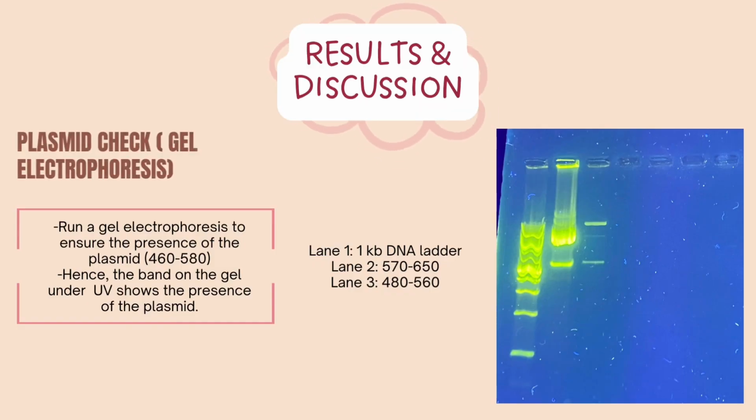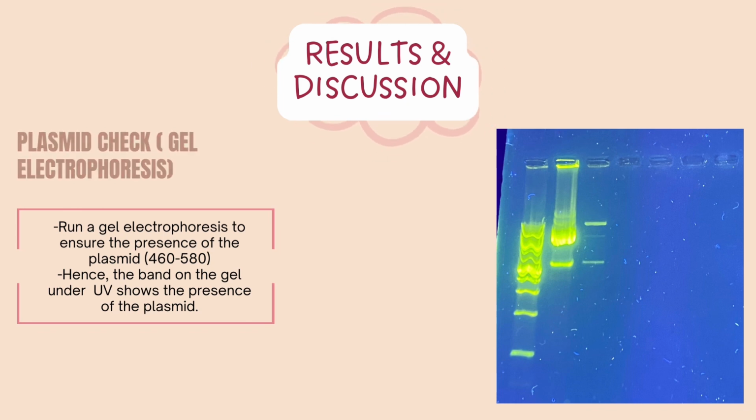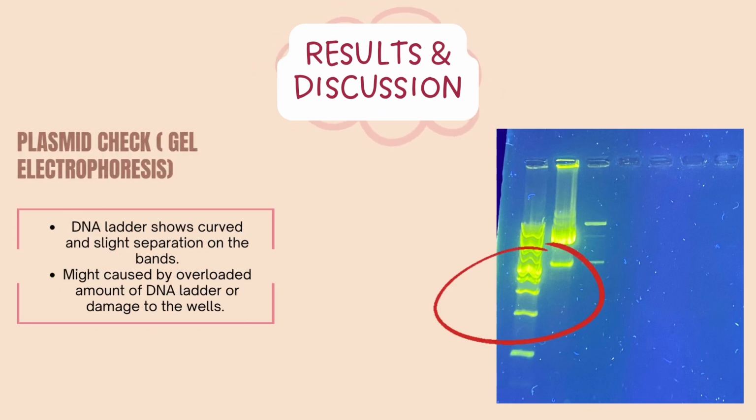Before preparing the competent cells, gel electrophoresis was run to ensure the presence of the DNA plasmid in the sample. The DNA plasmid on the gel was compared to 1 kb DNA marker. Hence, the band on the gel under UV shows the presence of the plasmid. However, the DNA ladder shows curve and slight separation on the bands, which makes it harder to interpret the accurate base pair.